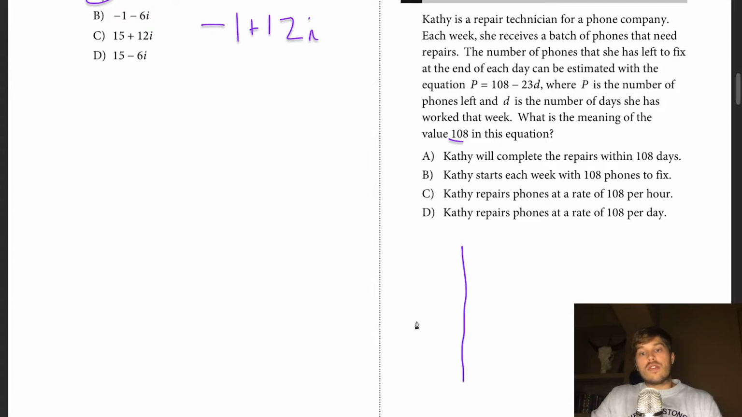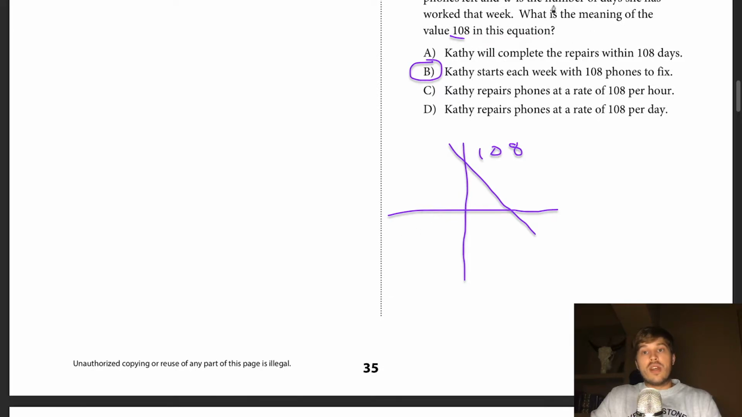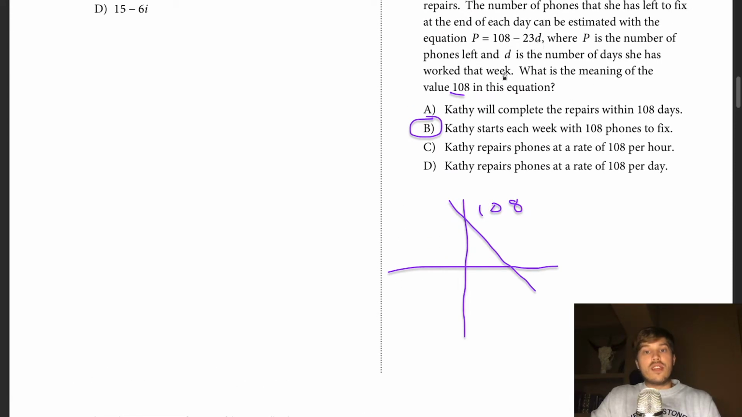What does this equation look like? Well, this is a negative slope with a y-intercept of 108. And this 108 tells us where we begin, in the context of this question, each week. So 108 in this case tells us B. Kathy starts each week with 108 phones to fix. And then she'll fix 23 phones each day.